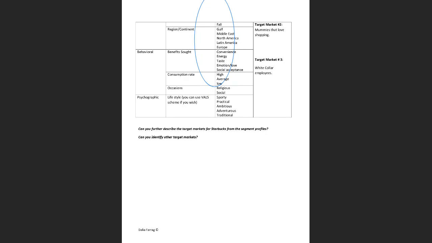My dear, I defined from this table 3 target markets. Right? What are they? Number 1, the adventurous teens. Number 2, mummies that love shopping. Number 3, white-collar employees. What other target markets can we define? Can we identify students? From the table, adventurous teens are typically students. That's what I want to say. What else?